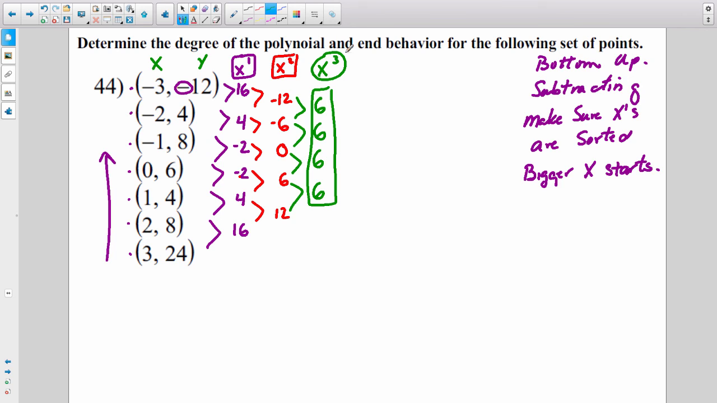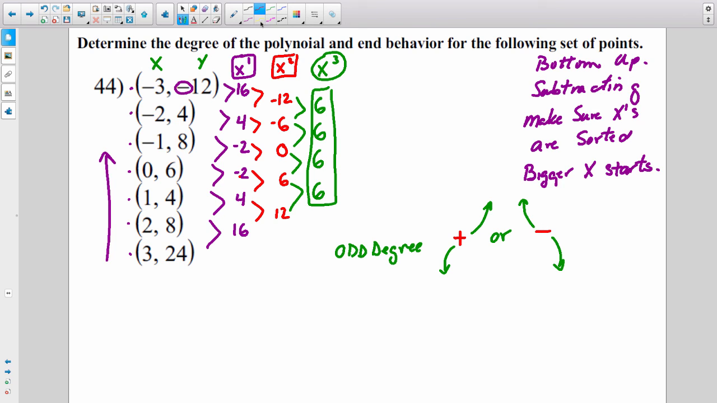So what do you know about those? Well, if you're an odd degree, you've got end behavior that looks like that, or that. How do you know which one's which? Well, if the leading coefficient is positive, it's that guy. Negative, it's that guy. I hope this is coming back to you.